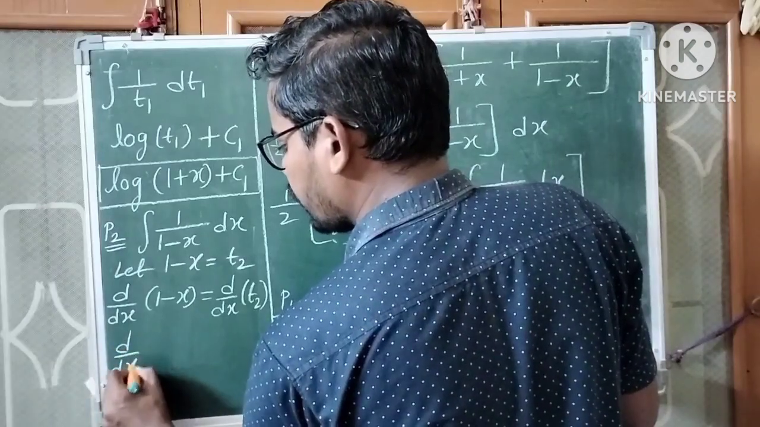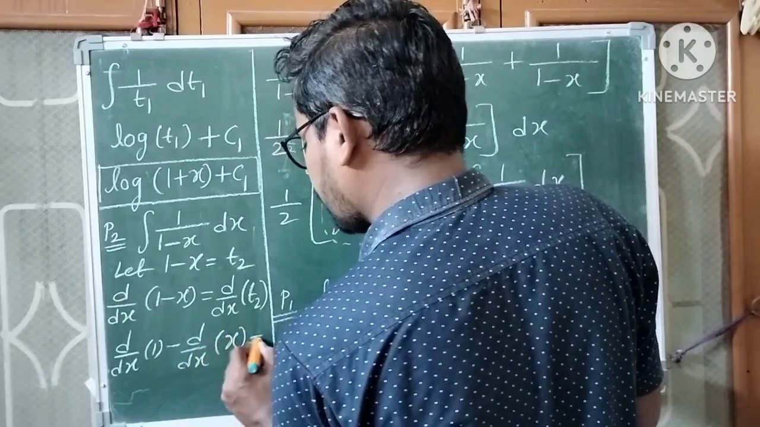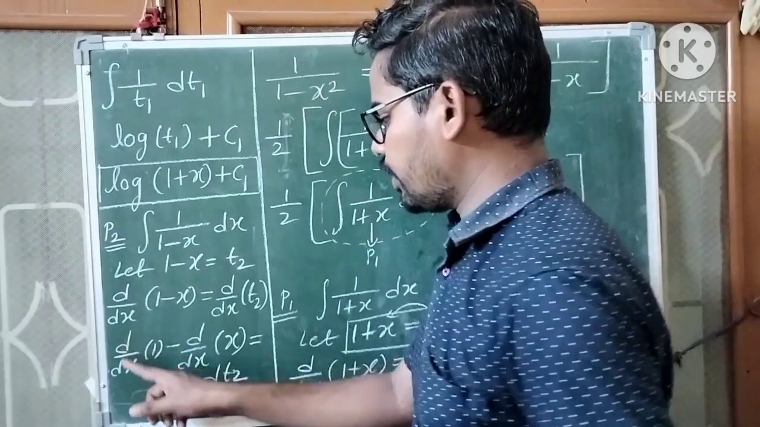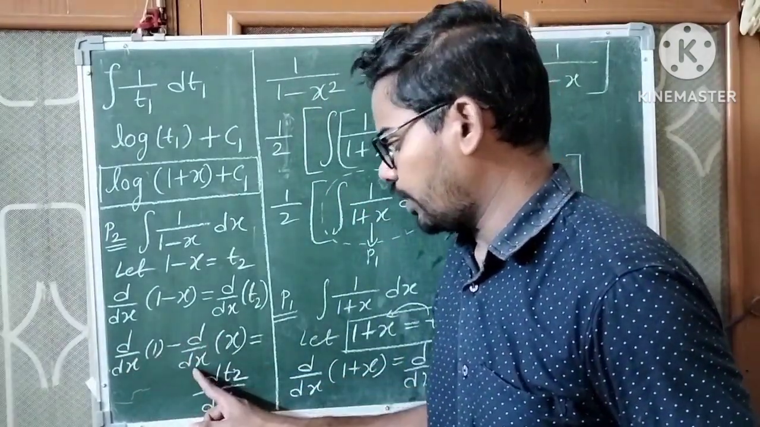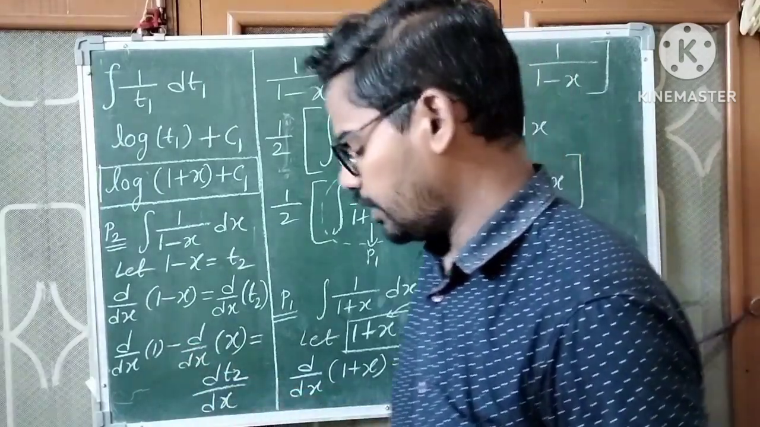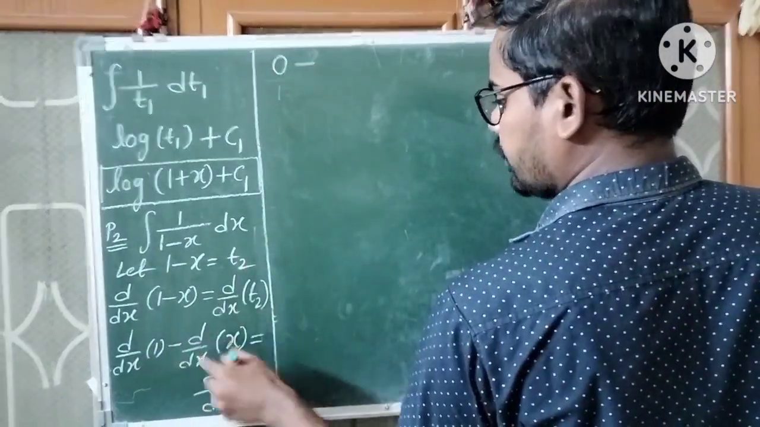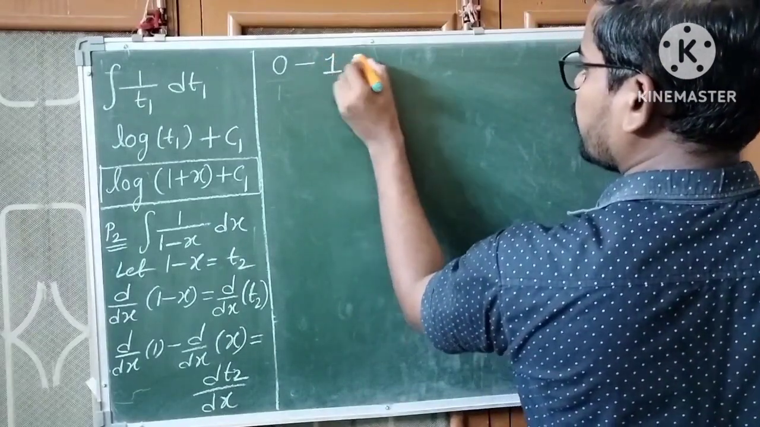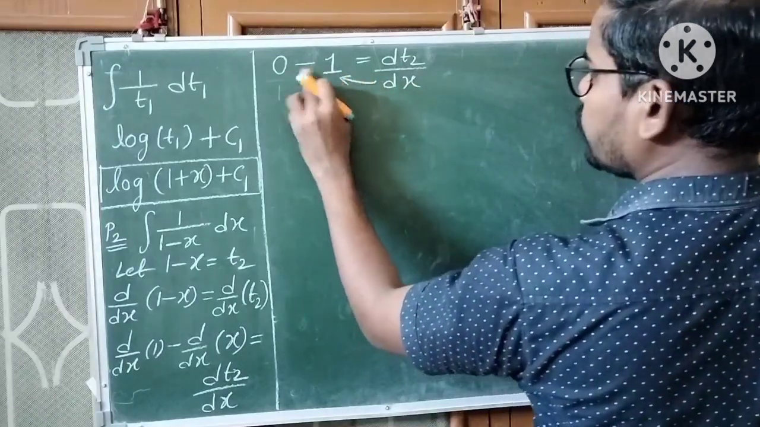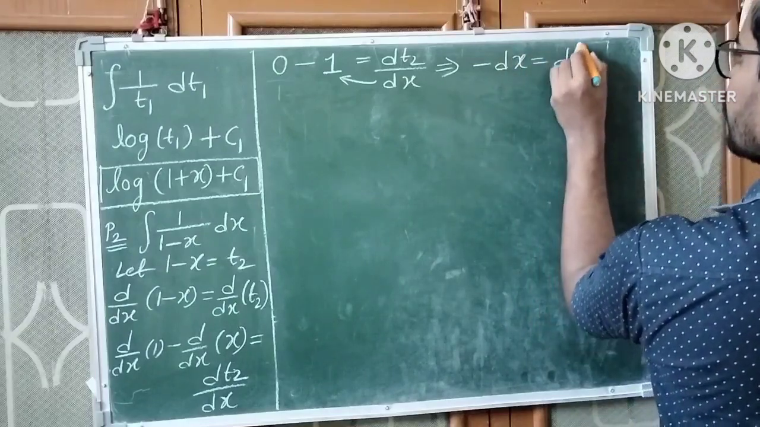Now apply distributive property: d by dx of 1 minus d by dx of x is equal to dt2 by dx. So d by dx of 1 is 0, dx by dx is 1. You will get 0 minus 1, minus 1 is equal to dt2 by dx. Now transpose dx: minus 1 into dx, minus dx is equal to dt2.